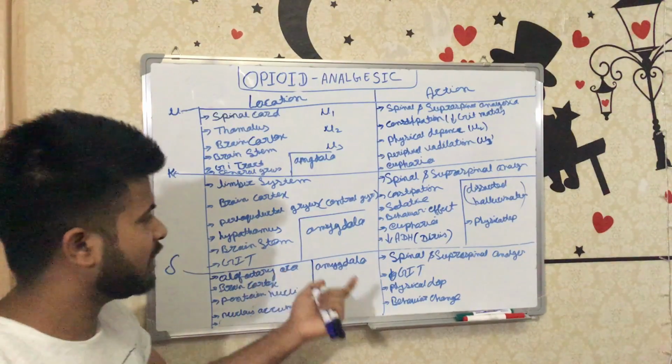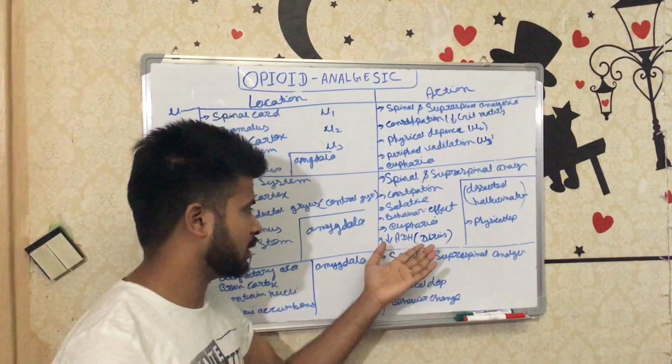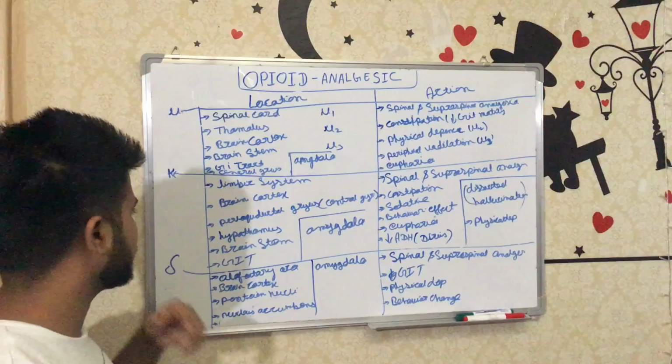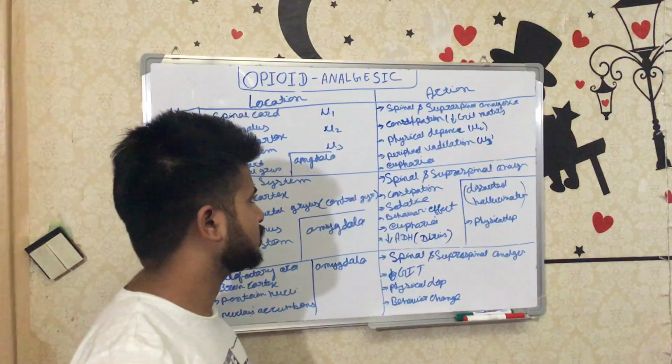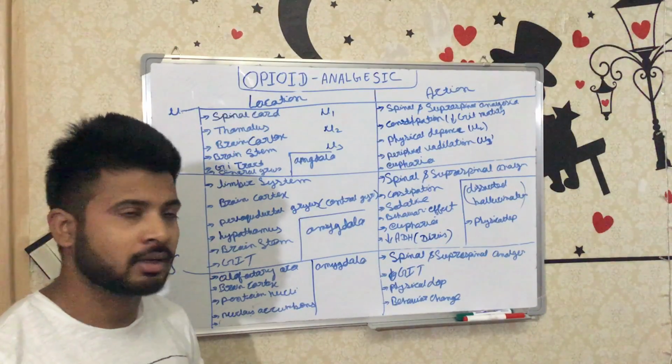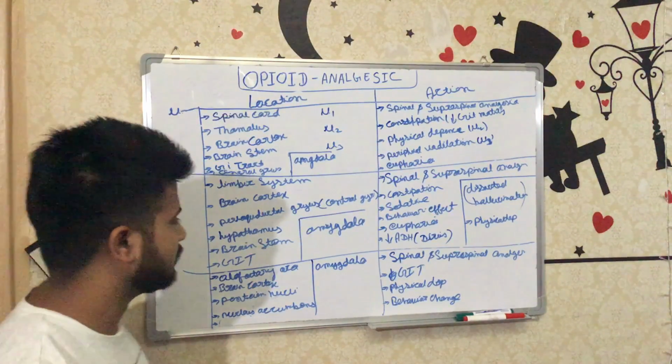Some euphoria and behavior effects, diuresis are seen in the kappa receptor. In the mu receptor, peripheral vasodilation. Euphoria is also seen in this receptor.